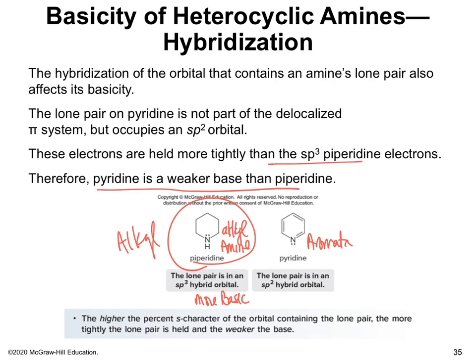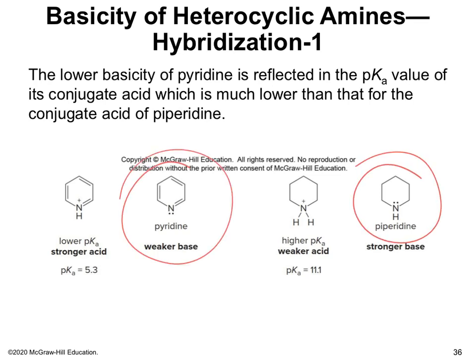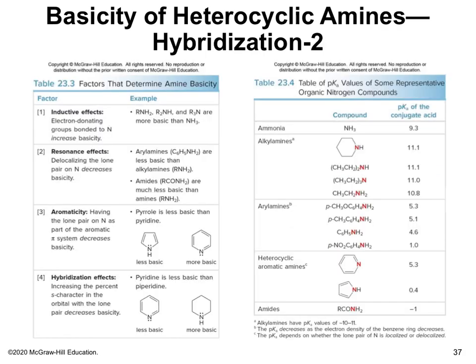So pyridine is a weaker base than piperidine. So there you can see some different basicity. All right, so these are just some general rules. This might be a nice little chart for you if you needed to print it off or copy it to understand the factors that determine amine basicity. We just talked about them.